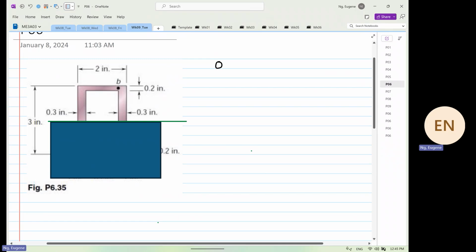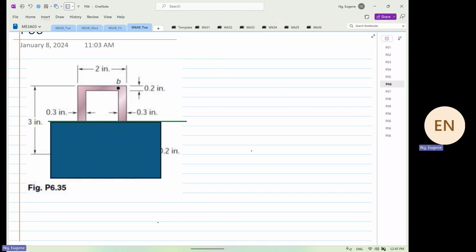Q, or we're going to find tau at the centroid using box beam analysis. Okay, we're going to use box beam analysis.